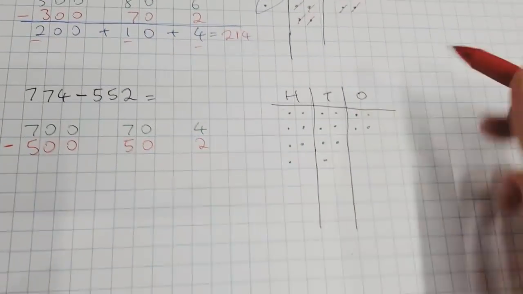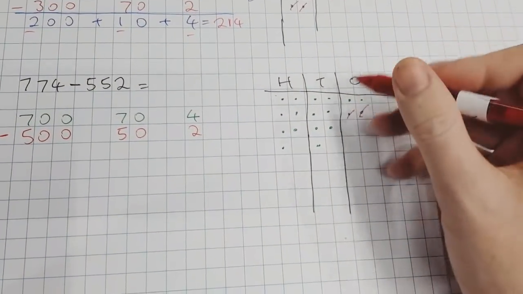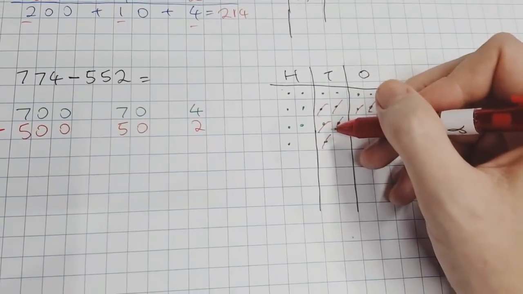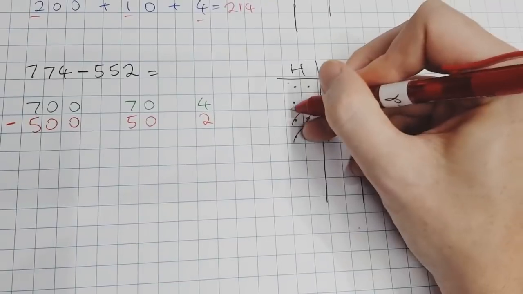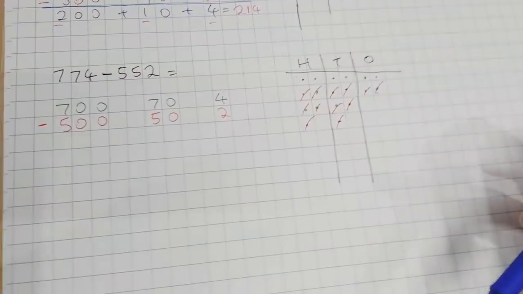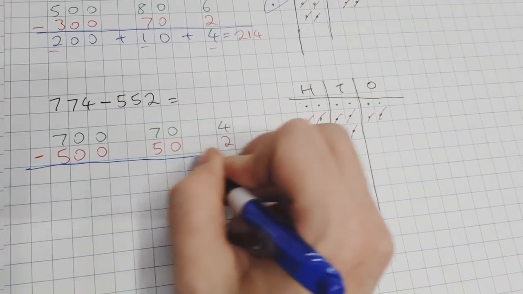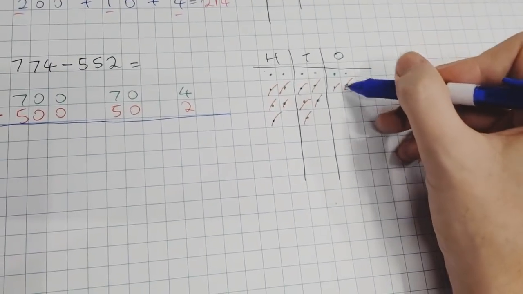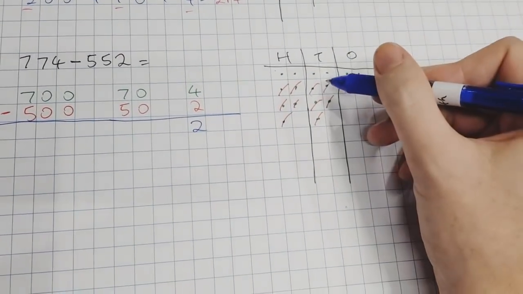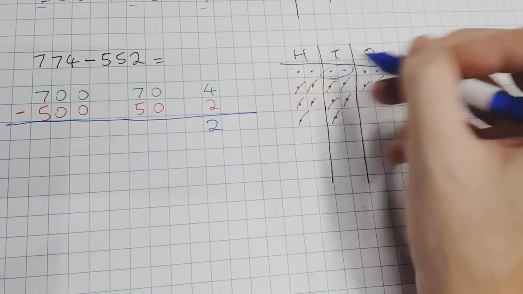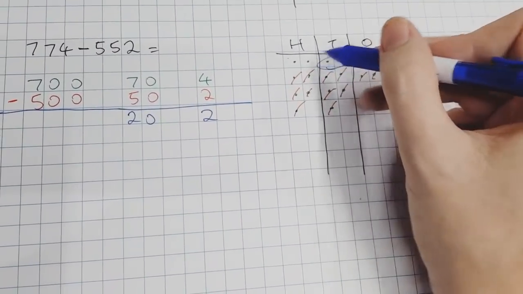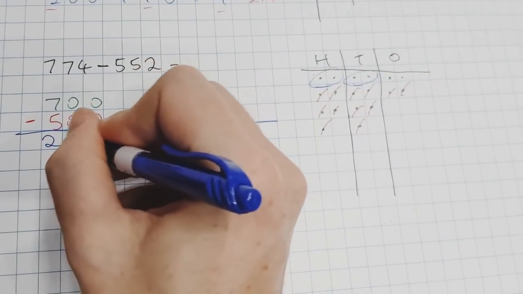Let's subtract 552. So get 2 off, 1, 2. Let's get 50 off, 10, 20, 30, 40, 50. Let's get 500 off. 1, 2, 3, 4, 500. That's interesting. Put your line across. Well, 4 subtract 2 leaves me with 2. 70 subtract 50 leaves me with 20. 700 take 500 leave me with 200.